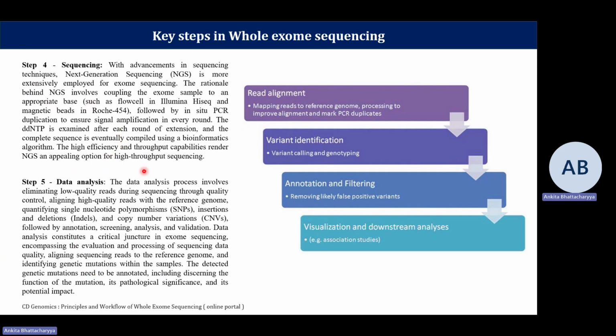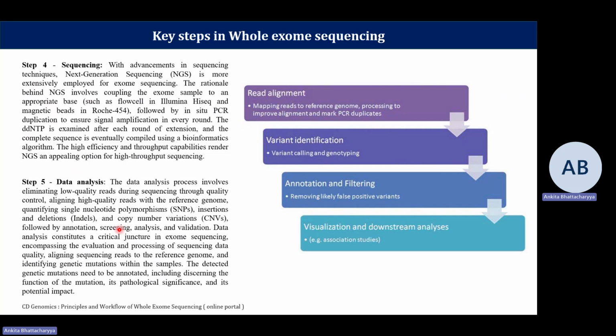So, the high throughput capabilities render NGS an appealing option as a high throughput sequencing method. Finally, as part of data analysis, what do you first do? You eliminate any low quality reads during the sequencing process through quality control, which is FastQC. Then you align high quality reads with the reference genome, quantify SNPs or single nucleotide polymorphisms, insertions, deletions, copy number variations, followed by annotation, screening, analysis, and validation.